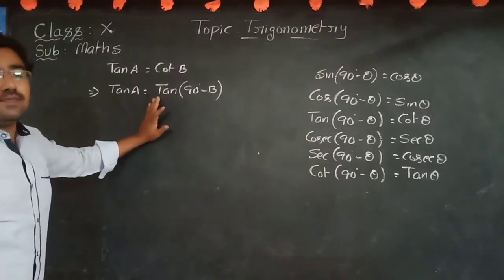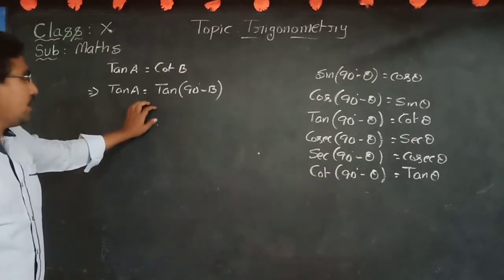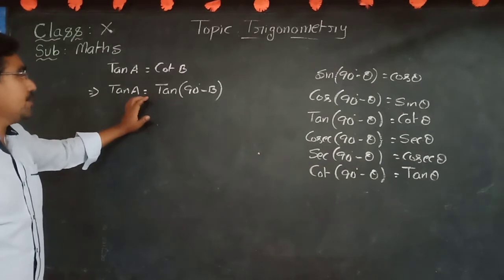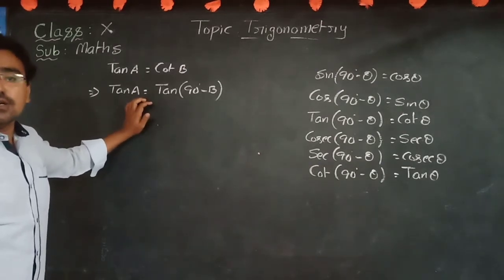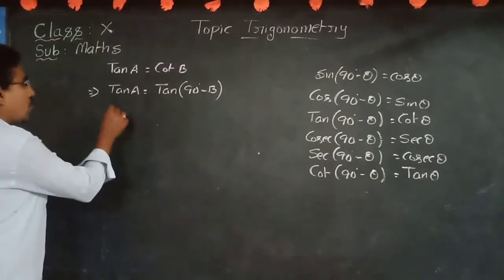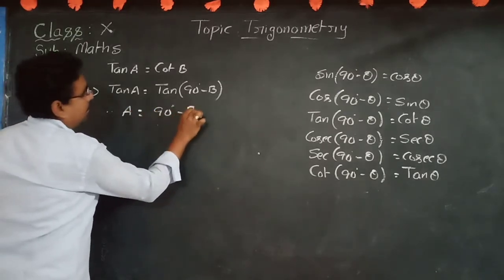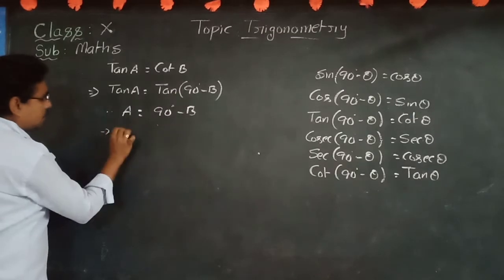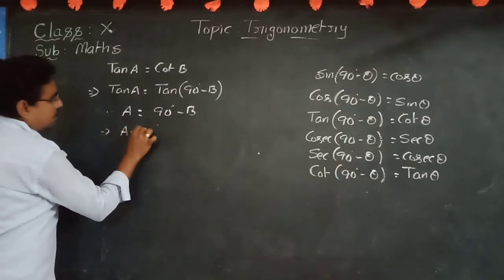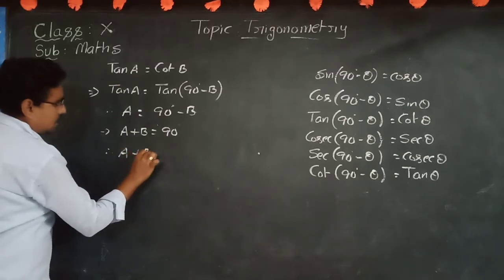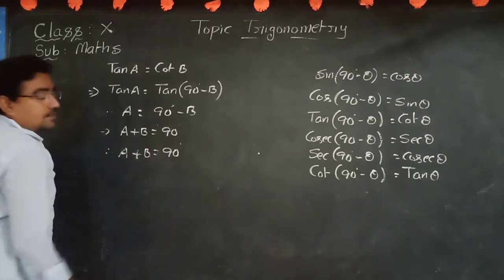In this case, the equality has the same trigonometric ratio, the tan ratio, on both sides. Means what you can write? Angles must be equal to each other. So therefore A equals 90 minus B. This implies, B transposed to the left side, A plus B equals 90 degrees. Therefore, A plus B equals 90 degrees.